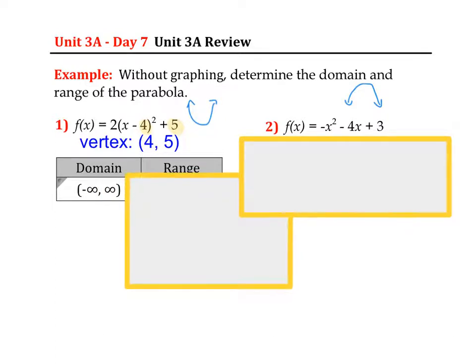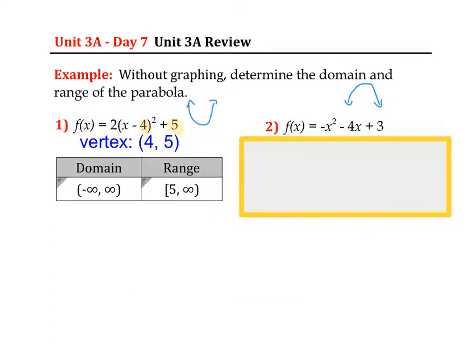And then our range, like I said before, is going to depend on what our vertex was. So in this case, our vertex had that y coordinate of 5. So that's going to make an appearance in the range. And since it opens upward, it's going to go from 5 up to infinity.